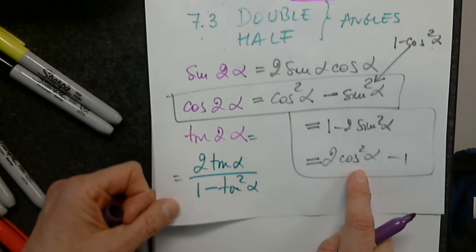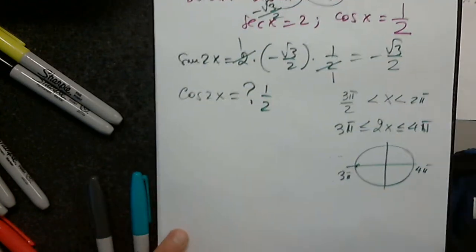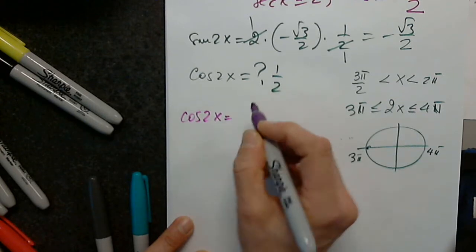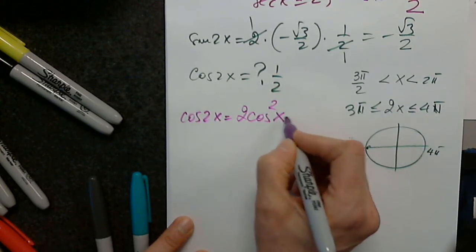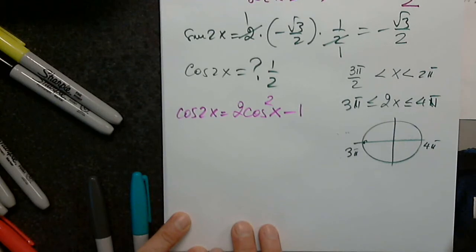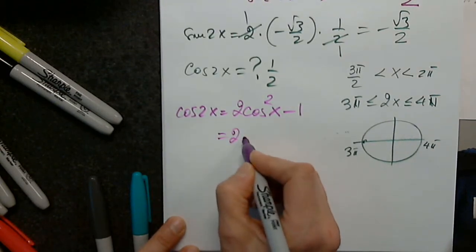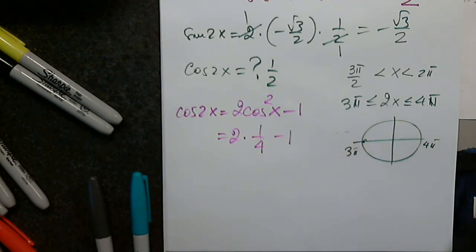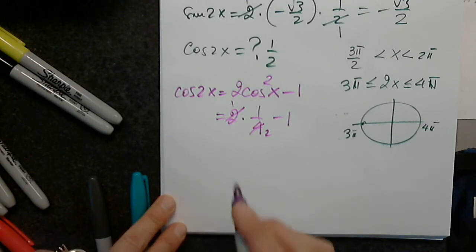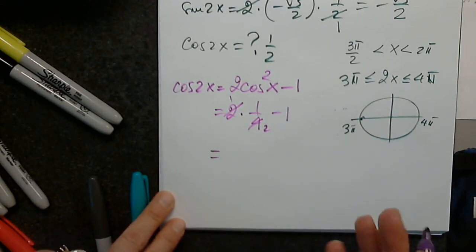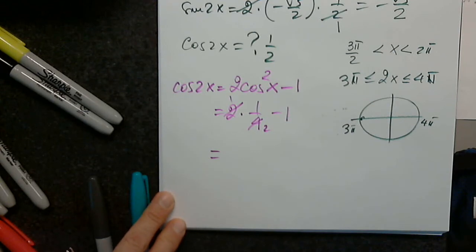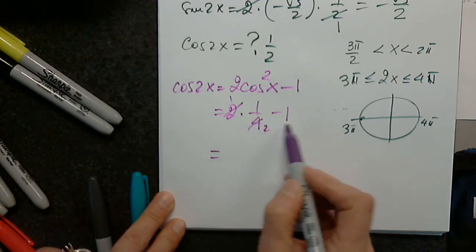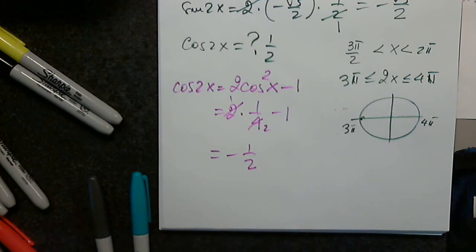1/2 squared is 1/4. So I will write cosine twice x equals 2 cosine squared x minus 1. And I will say 2 times 1/2 squared, which is 1/4, minus 1. And then I simplify. And I see it's negative. So we will end up in the third quadrant if I were to graph 2x, twice x. So 1/2 minus 1 is negative 1/2, which we knew. We knew the answer, but we didn't know the sign.